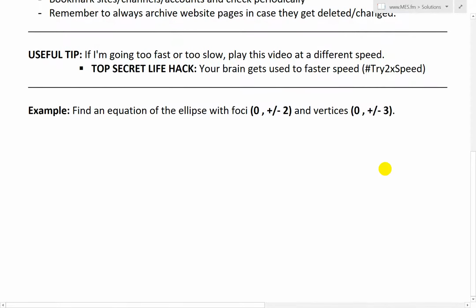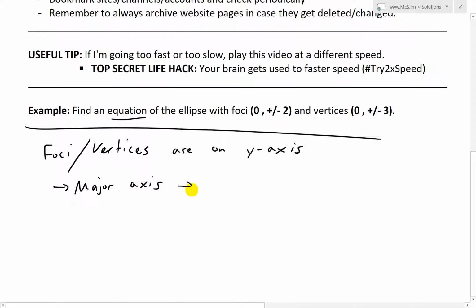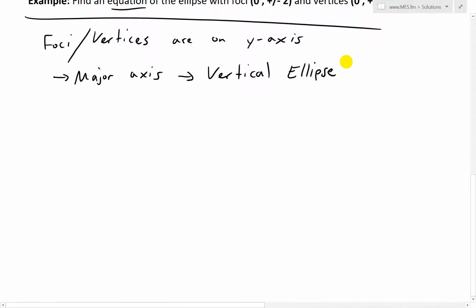So if we want to find this equation, first thing we're going to notice is that the foci and vertices are on the y-axis. This means that this is the major axis, and because it's the major axis, we have a vertical ellipse, or possibly a circle, depending on what the minor axis is.